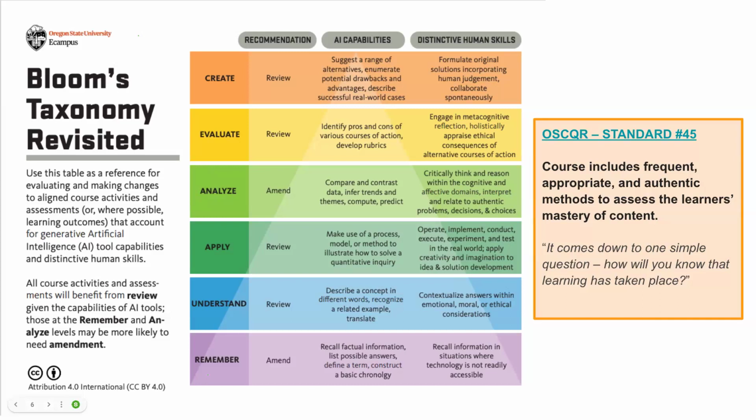So OSCR 4.5 specifically talks about frequent and appropriate authentic methods of assessment. It's research-backed, so it shows how this leads towards student success. At the bottom of that page, it also gives you a bunch of different ideas of how you can start to think about developing authentic assessment inside your course. But again, inside that standard, it comes down to one simple question: how do you know that learning has taken place? If it's okay for AI to be a part of that equation, then that's totally fine. But if it's not, then your students really need to understand the ins and outs of what your expectations are.